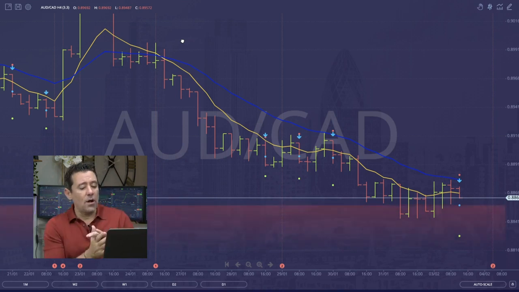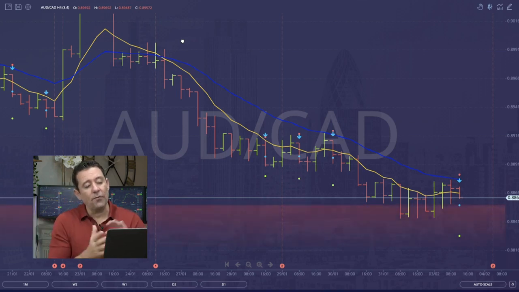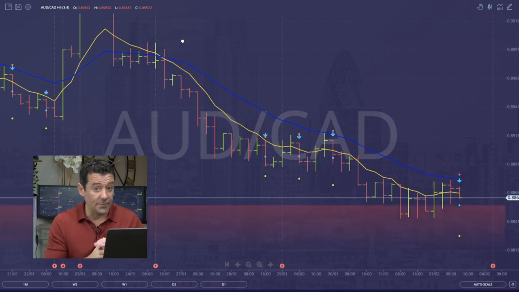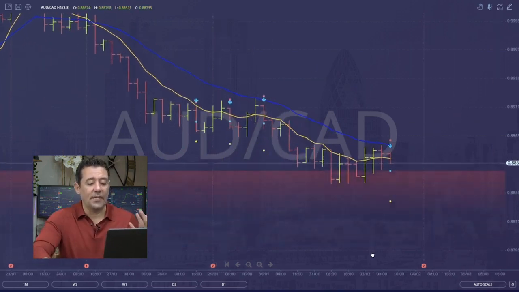And we can see over the last 10 or 12 days here, that this currency pair has yielded some pretty decent results in terms of the strategies within which it has been calling. So I'm going to kick off here with looking at the Australian dollar against the Canadian dollar.